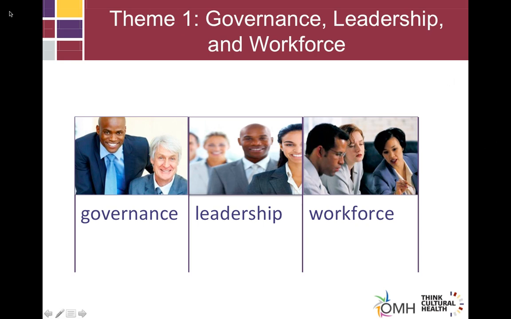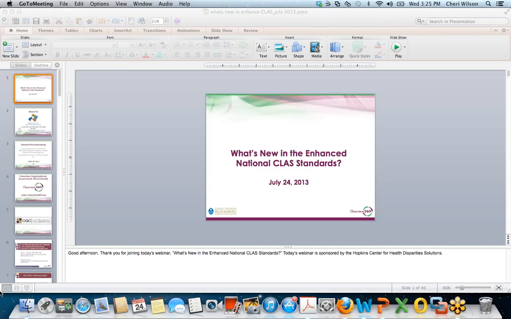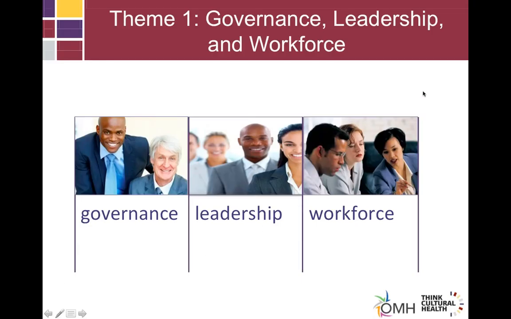However, it is an organization's leadership that shapes the culture of the organization through its priorities, expectations, and the behavior that it models. Therefore, the impetus for implementing CLAS should also come from the top down.